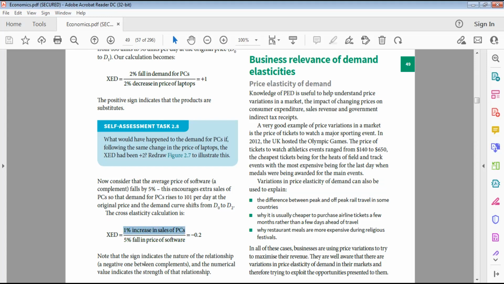And that's why we call them complementary. Because you cannot use a PC without software, neither can you use software without a PC. They need each other. They need to be used together. So very easy. If your answer is positive, that means those two products are substitutes. If your answer is negative, that means those two products are complements.